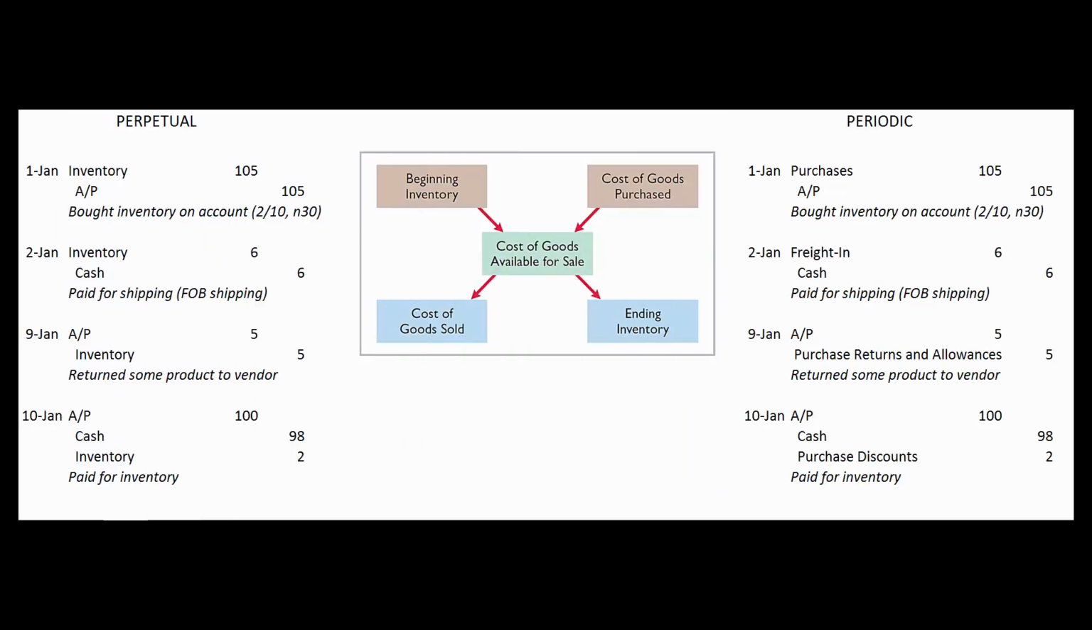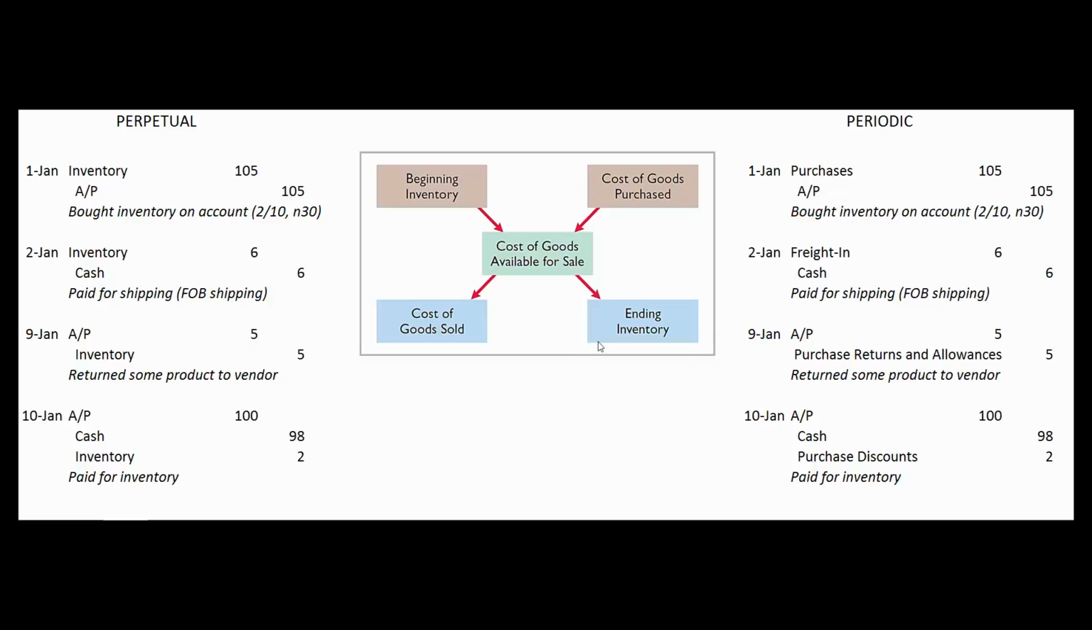So in concept, whether we're using the perpetual or the periodic inventory system, we're taking beginning inventory and cost of goods purchased, and that gives us total goods available for sale. What got sold is cost of goods sold, and what's left is ending inventory. The difference is that the perpetual inventory system is tracking this cost of goods sold all throughout the year, whereas the periodic inventory system waits to the end.